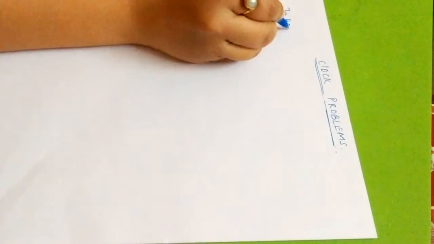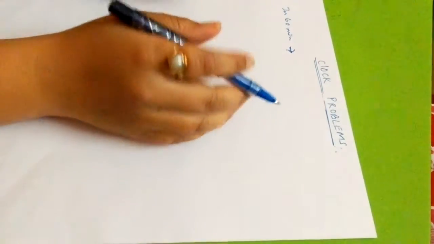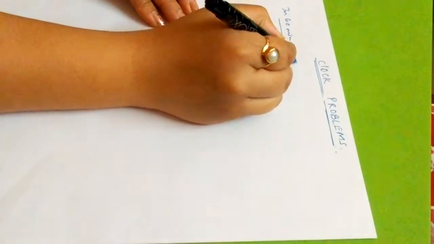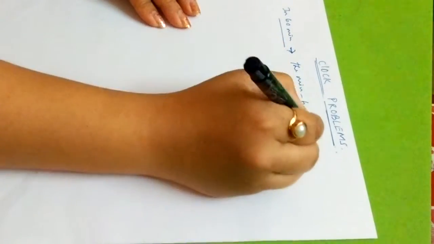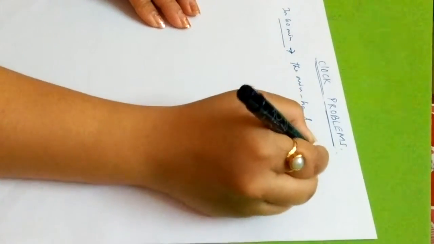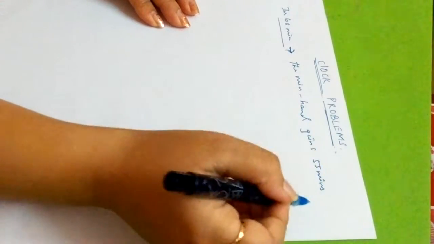Starting with, in every 60 minutes, the minute hand gains 55 minutes on the hour hand. So in 60 minutes, the minute hand gains 55 minutes on the hour hand.